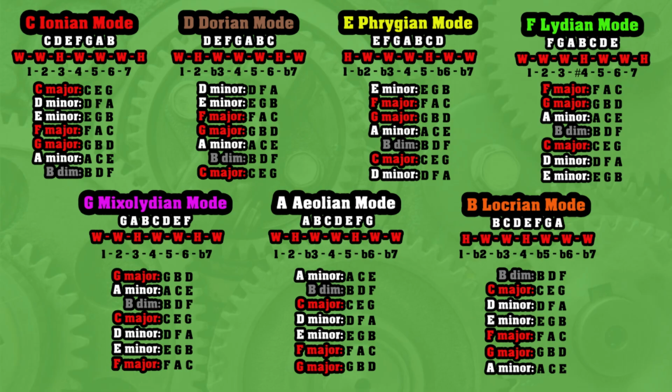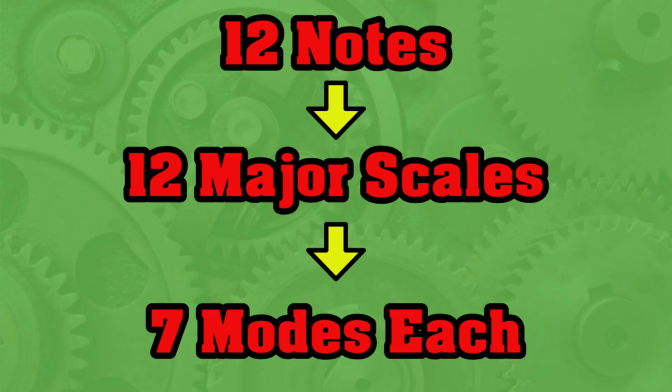So each key may have 6 perspectives and then Locrian 2. All right, so we have 12 potential starting notes. From each of those potential starting notes, you could then play the major scale, which results in 12 possible major scales. For any of the 12 possible major scales, each major scale has 7 modes.